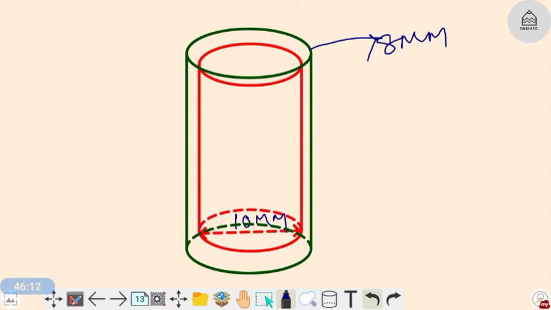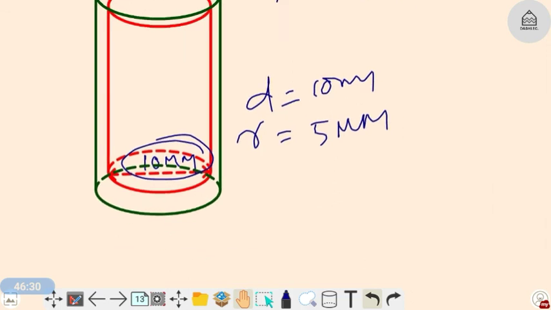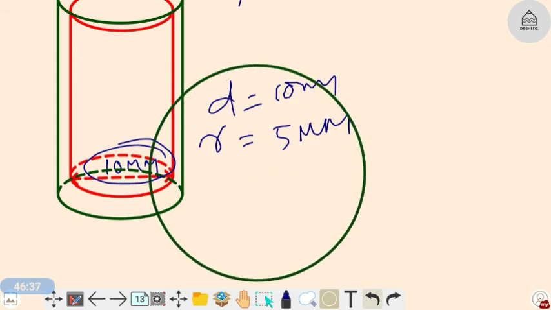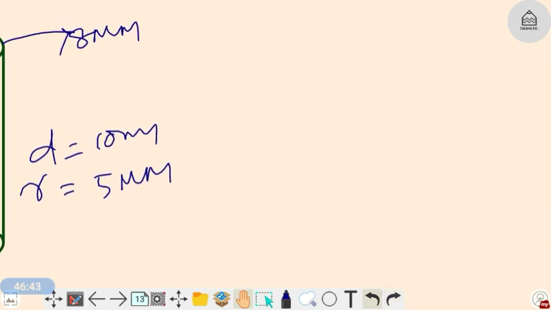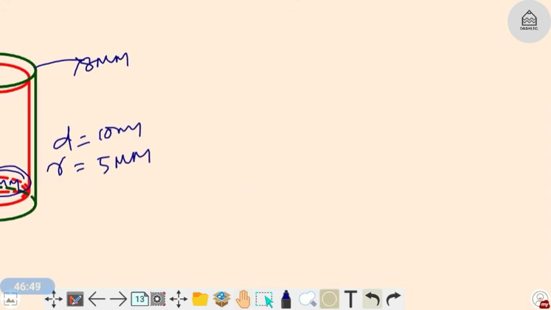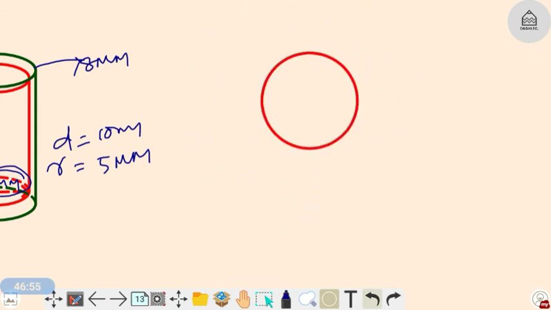So if the diameter of my pipe is 10 mm, what is the radius of my pipe? The radius of my pipe is 5 mm. Let me draw it so that you will understand it well. Let us draw it here. This is my pipe.